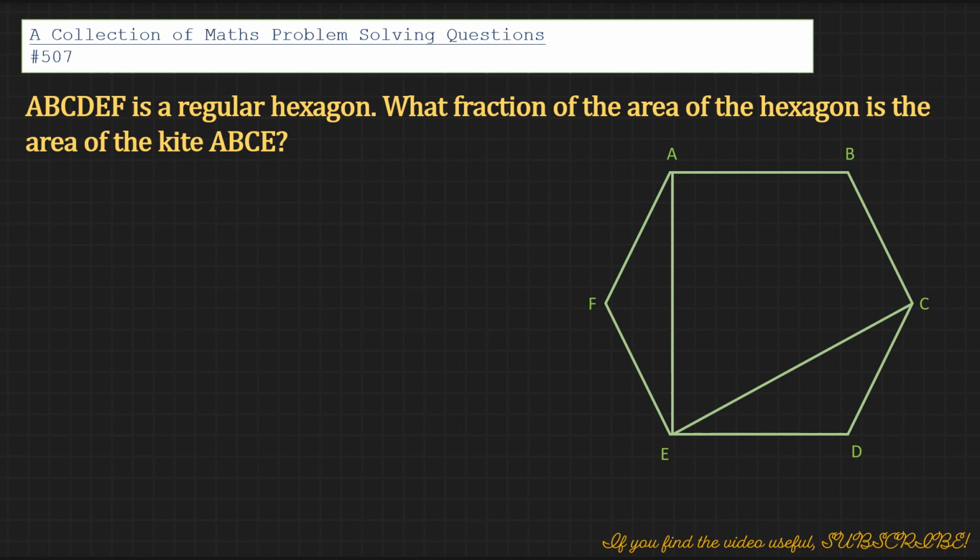x. So if x was the side of the hexagon, it's a regular hexagon, so all sides are x. And we do know that the interior angle of a regular hexagon is 120 degrees. So we will put 120 degrees in all of these angles.